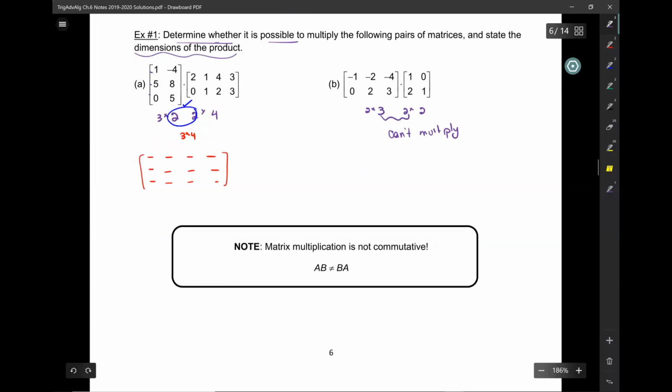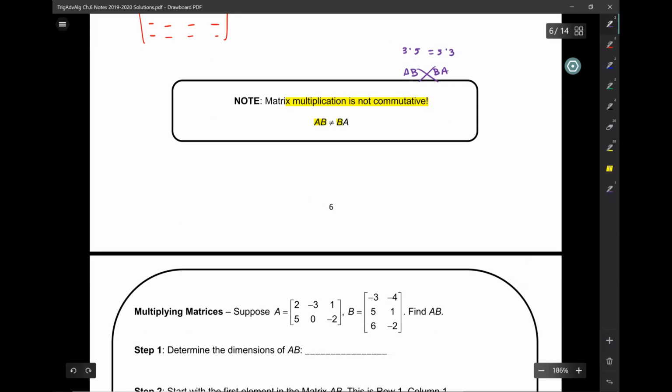Now, the most important thing you have to learn is matrices are not like numbers. Matrix multiplication is not commutative. So A times B is not the same as B times A, right? With numbers, whether you do 3 times 5 or 5 times 3, it doesn't matter. But with matrices, if you do AB and if you do BA, you do not get the same matrix. Okay, so it's very, very important. Order is very, very important.